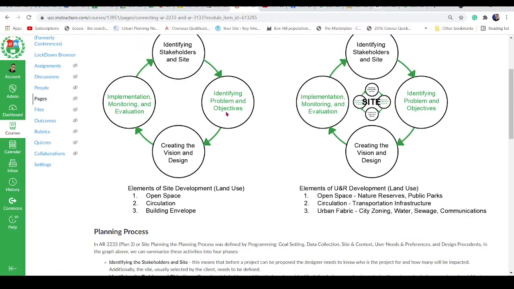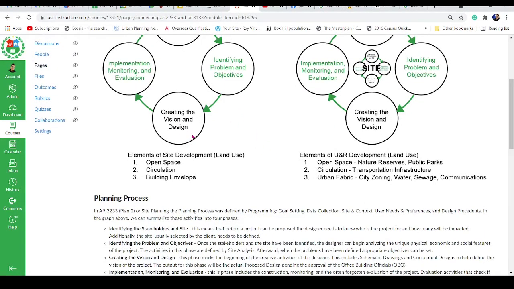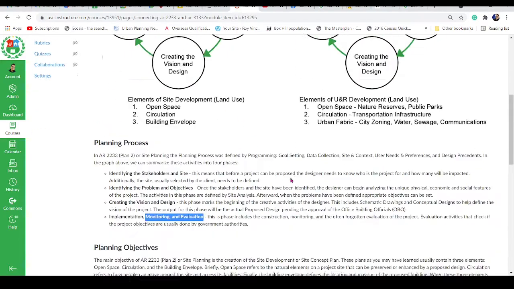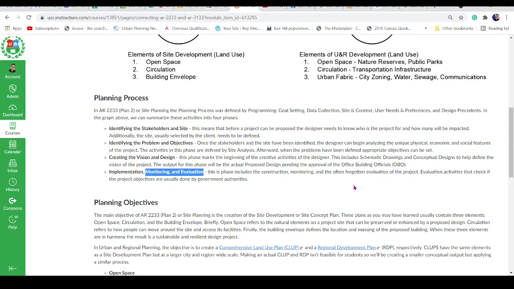So after identifying the problems and objectives, you create the vision, which is basically the design, what you want to do. You implement it once you have approval, and then once it's being constructed and it's done, you need to monitor and evaluate. Monitoring and evaluation is something that we can't really practice in the academe, in architecture school, because our projects are all conceptual. We can't build them. But this is more for postgrads and professionals in the field, those who are on the ground, that they need to check if our interventions or designs are actually performing as they are intended.